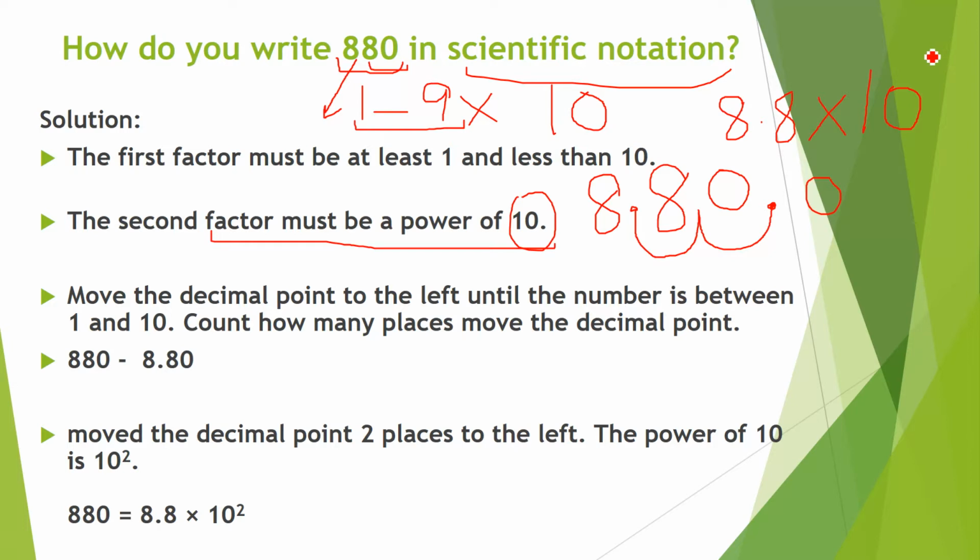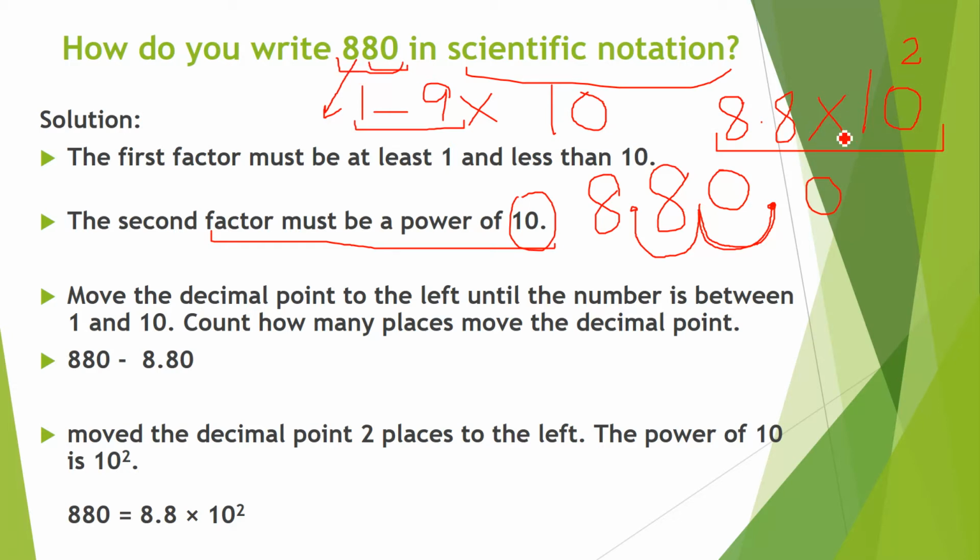How do you know? 1 power, 2 power, 3 power, 4 power. How do you know? How many places you have moved this decimal. See, this is one place. Decimal was here before. One place and two places. So we have moved the decimal two places to the left hand side. So we will write here 10 raised to power 2. This is the scientific notation of 880.